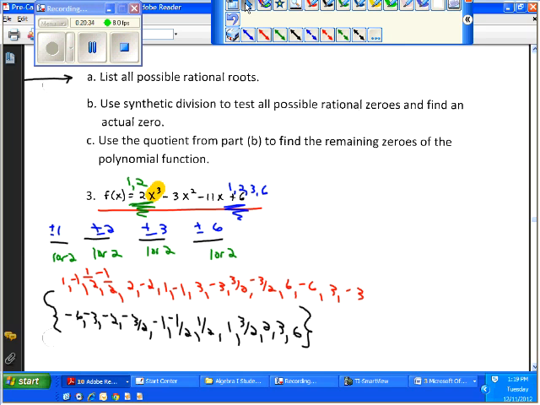Now what we have to do is start using trial and error to do synthetic division on those until we get a hit. You may get it on the first one. You may get it on the sixth one. It could take some paper to get this done if you miss a few times. Okay?